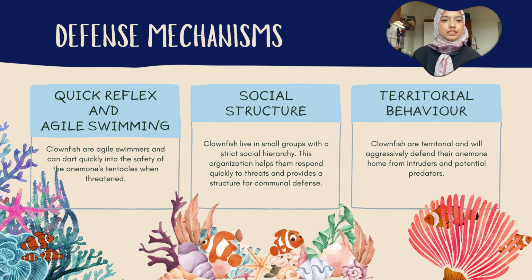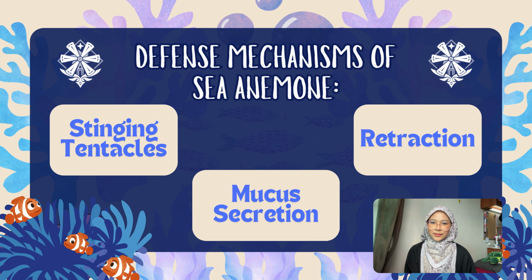The social structure of clownfish is living in small groups with a strict social hierarchy. This organization helps them respond quickly to threats and provides a structure for communal defense. Lastly, the territorial behavior, which is that clownfish are territorial and will aggressively defend their anemone home from intruders and potential predators.